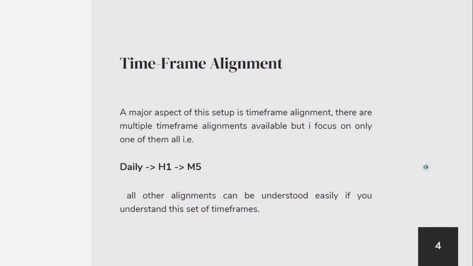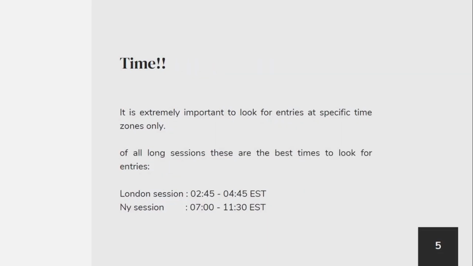Now, my time frame alignment, which I like, is daily, H1, M5. Daily means when price taps a daily key level, I drop down to the hourly time frame, wait for market structure shift and breaker block confirmation, and or an SMT. Then I go down to the 5-minute time frame for framing my entry.